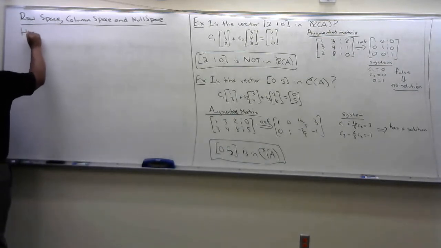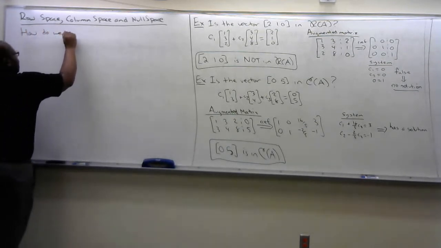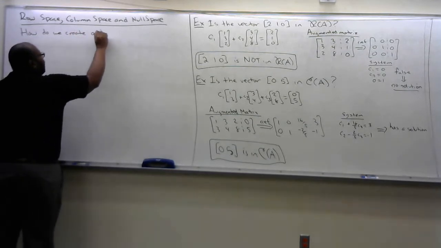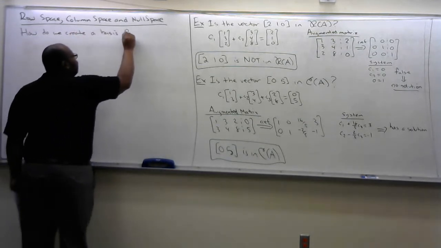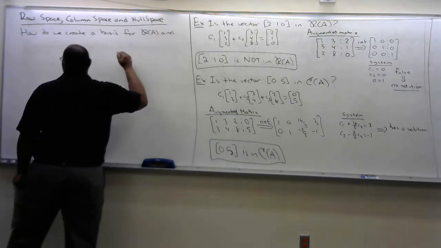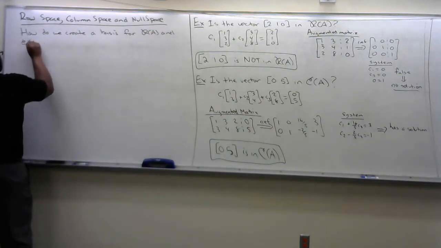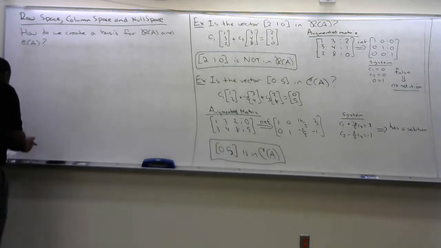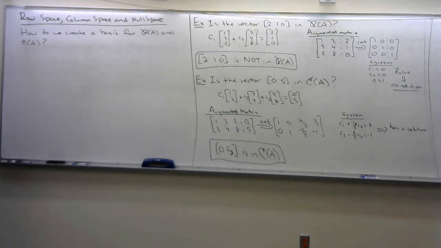How do we create a basis for row space and column space? This is what we want to talk about next.